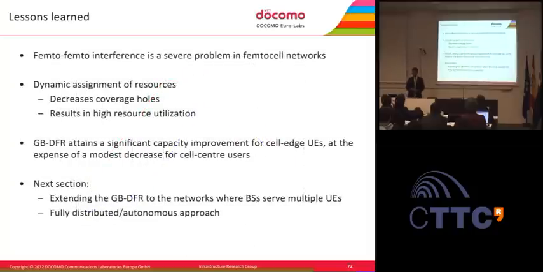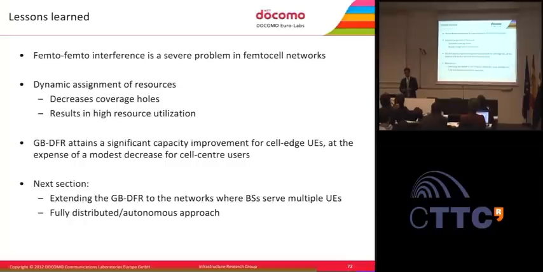Okay, so femto-femto interference is a severe problem in femto-cell networks. This is quite clear, especially when the network is dense. As we saw from the graph where we changed the activation probability, when the network is not dense, it's very simple. You just give all the resources to everyone, and then the system performs well. But when it gets more and more dense, then you have to think about assigning resources cleverly. Coverage holes are reduced when you assign resources dynamically, and you have a high resource utilization. We have significant capacity improvements for cell edge UEs at the expense of a modest decrease for cell center UEs. There's always a trade-off, right? No free lunch.